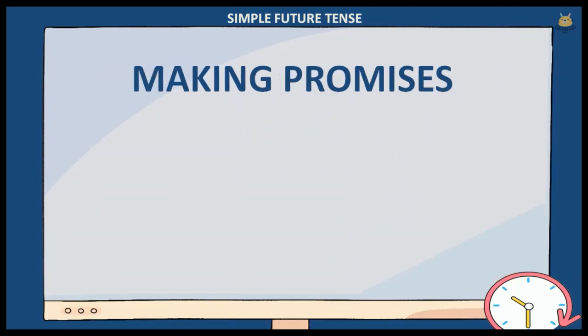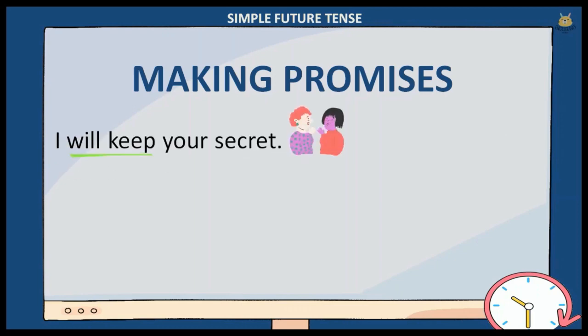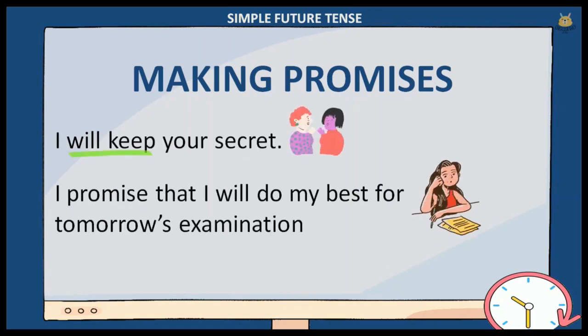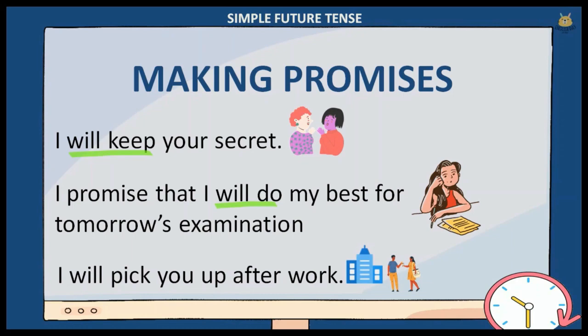Next, we have making promises. So we can also use the simple future tense to make promises. So let's have some examples. I will keep your secret. I promise that I will do my best for tomorrow's examination. I will pick you up after work. So all three sentences show promise.